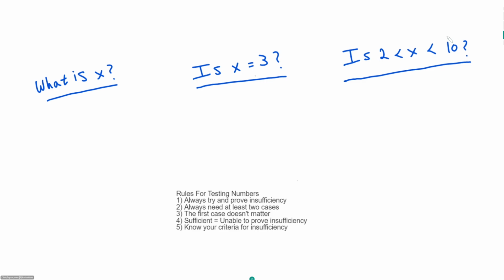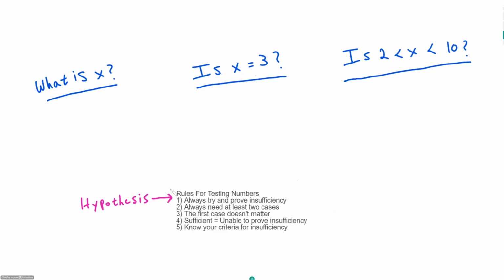So what I'm trying to do is, I imagine that I am designing an experiment. And just like with any science experiment, where you always begin with a hypothesis of some sort, when I'm testing numbers on a data sufficiency question, I am always beginning with the same hypothesis. That is, I am always trying to prove insufficiency. And so down here, if you look at our rules for testing numbers, that is rule number 1. I am always trying to prove insufficiency. So I'm always starting with the hypothesis that this statement is insufficient.